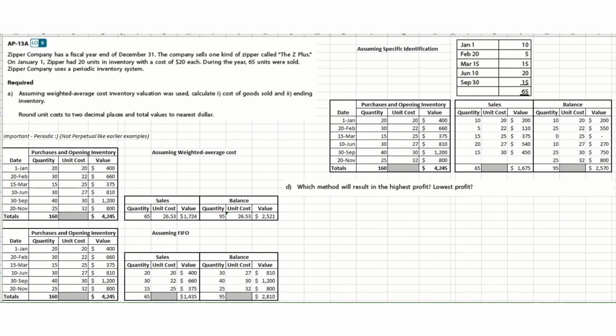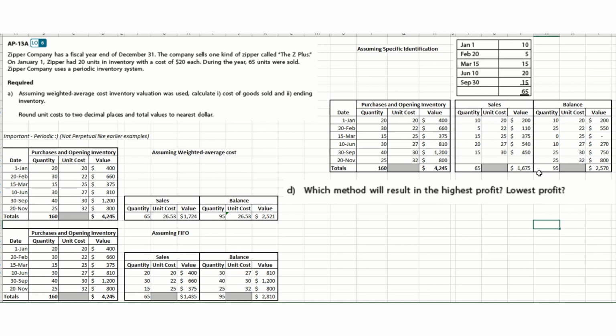The last part of this problem asks which method will result in the highest or lowest profit. What you need to do is look at the cost of goods sold under the 3 different scenarios. The cost of goods sold under weighted average is $1,724, FIFO $1,435, and specific identification $1,675.